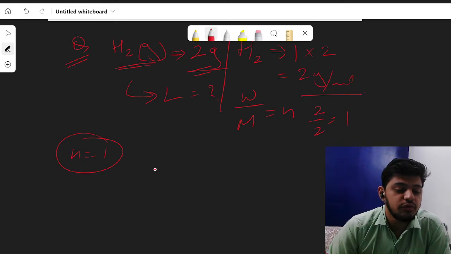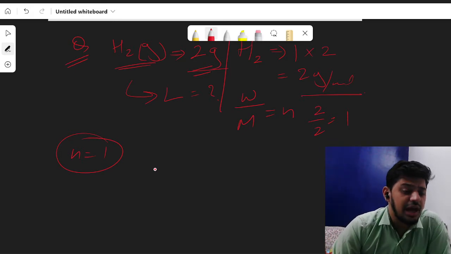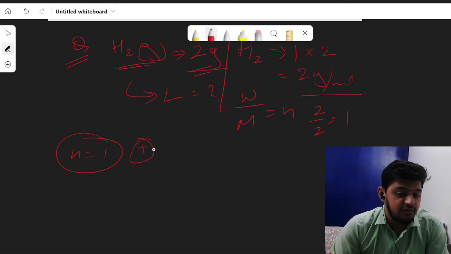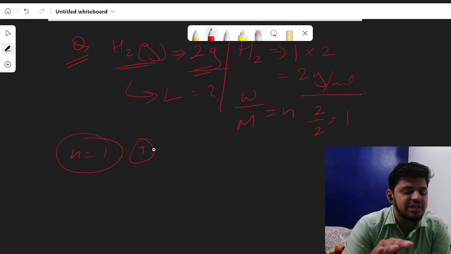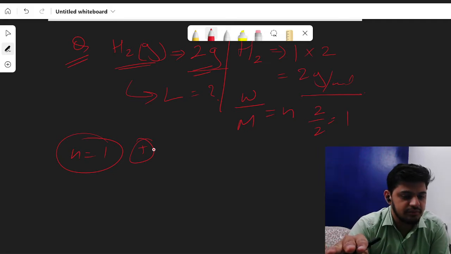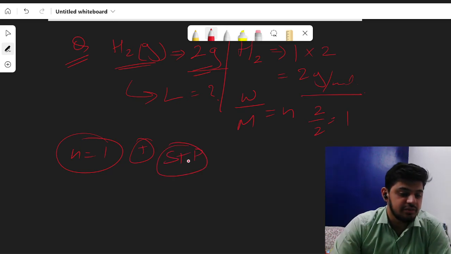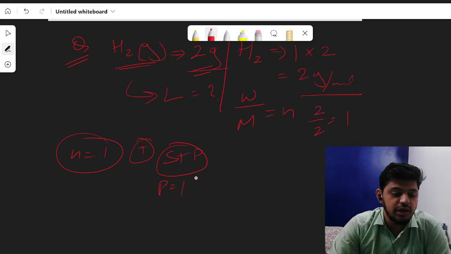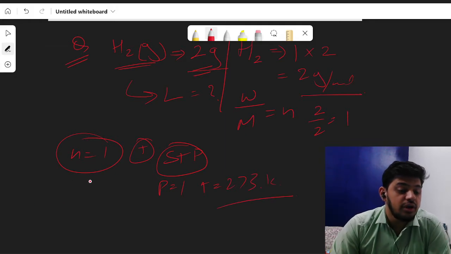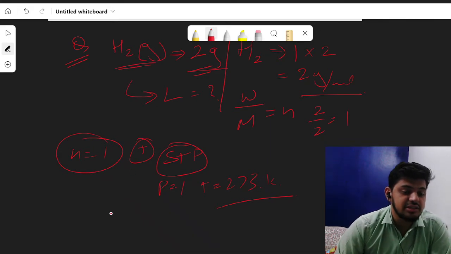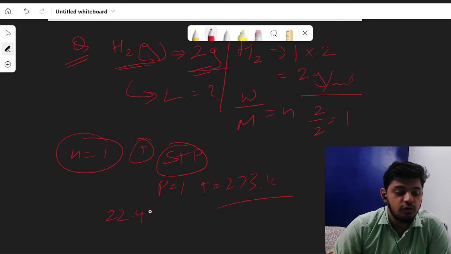Now what you will do is just convert it to liters. Very simple. How? First thing, you need the temperature. If the temperature is not written here, it means the temperature is normal temperature. It's STP. I told you the meaning of STP. The pressure equals 1, the temperature equals 273 Kelvin. So for 1 mole, the volume at STP, I told you in the last class, is 22.4 liters.